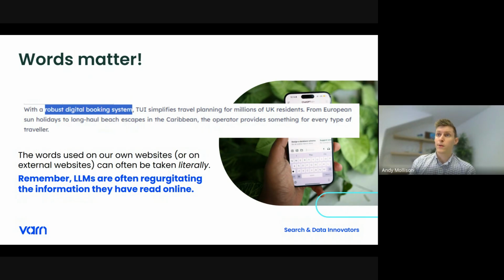So remember that LLMs, AI search, they are regurgitating information a lot of the time. They're reading things online and going, oh, well, that must be the case. That must be true. So the words that we use on our websites are very important, but the words that are used on external websites are also very important in terms of building that narrative, shaping that story about your brand.